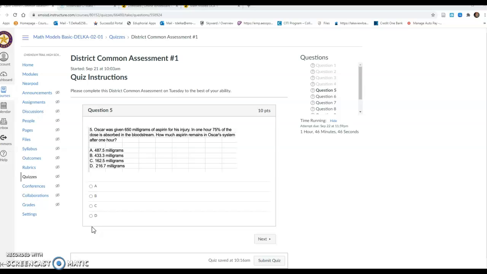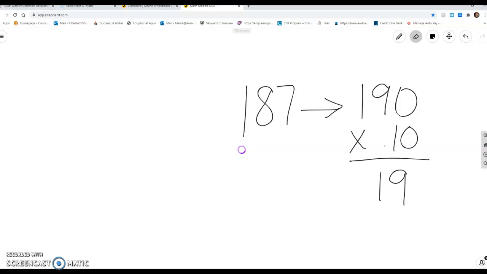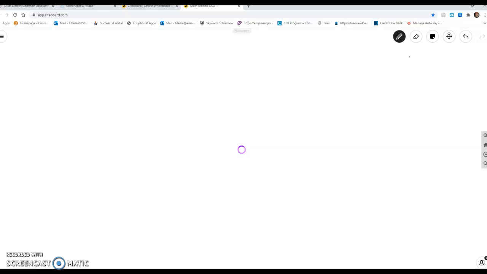Oscar was given 650 milligrams of aspirin for his injury. In 1 hour, 75% of that dose is absorbed in the bloodstream. How much remains in Oscar's system after 1 hour? If it's absorbed in his bloodstream, 75%, how much aspirin remains in his system? That's going to be the leftover 25%. Instead of multiplying by 75 and doing all that subtraction, I know 100 minus 75 is 25, right? Y'all know that? I think of quarters all the time.